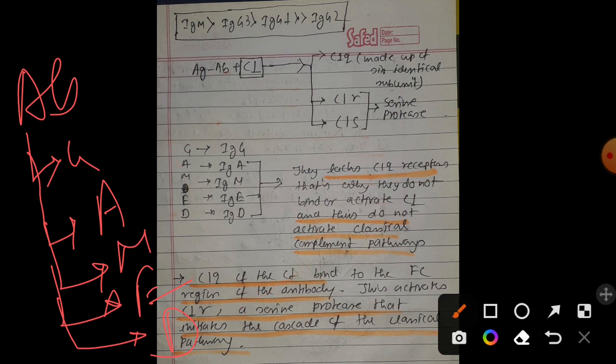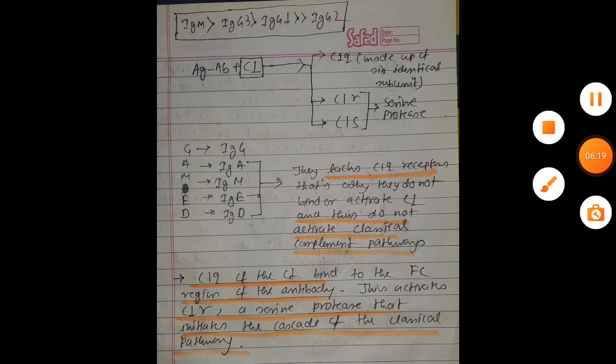G for IgG, A for IgA, M for IgM, E for IgE, and D for IgD. Okay, these are the 5 types of antibodies. Among them, IgG can be further divided into IgG1, IgG2, IgG3, and IgG4, and IgA, that is our secretory antibody, can be further divided into 2 parts, that is IgA1 and IgA2. We are going to talk about those things in detail later.